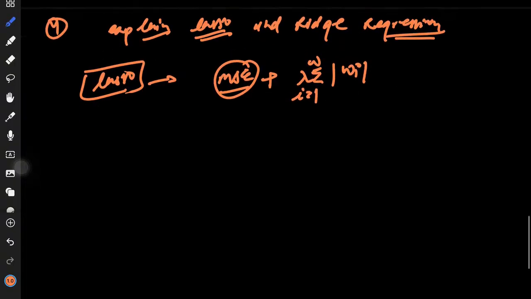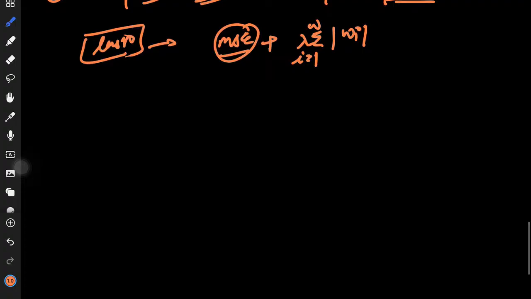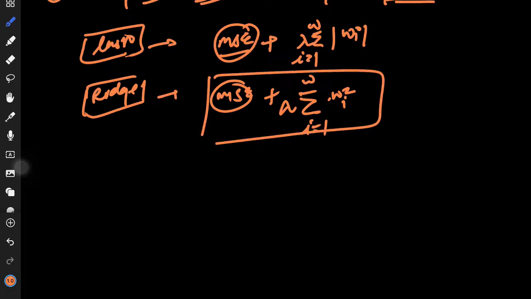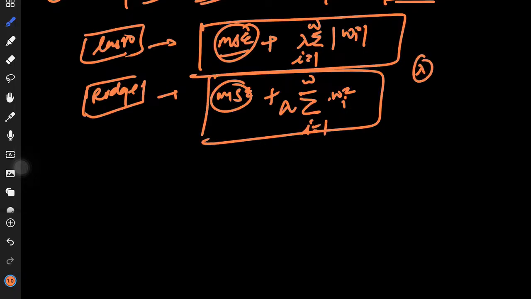Okay, and what is ridge? The formula of ridge is mean squared error plus lambda times the summation from i equals 1 of wi square. So this is our term. So here lambda is the regularization term.